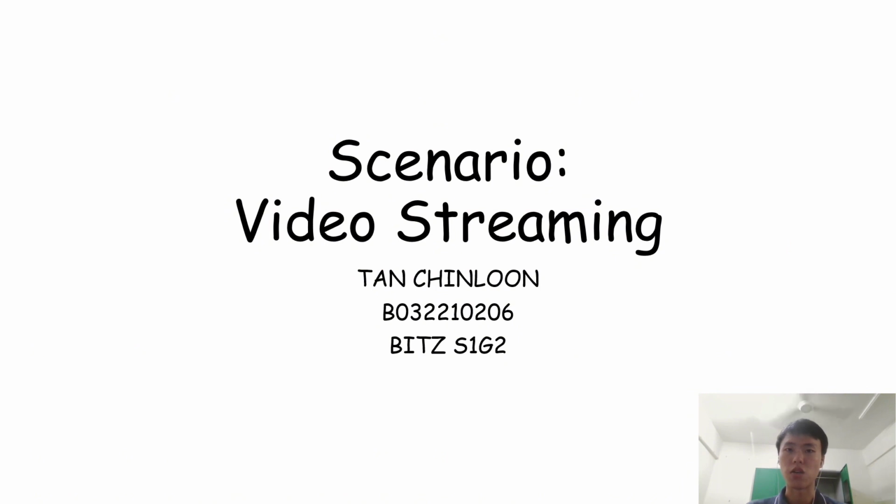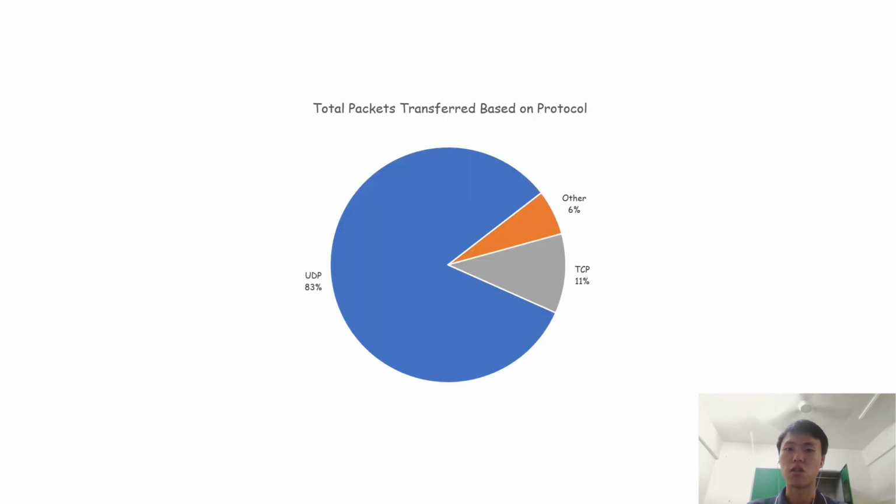In this scenario, a YouTube video was streamed on Google Chrome from my device and the data of this network activity was captured and stored in a spreadsheet. Several charts were made to visualize this data. This is a chart for the percentage of protocol transferred.